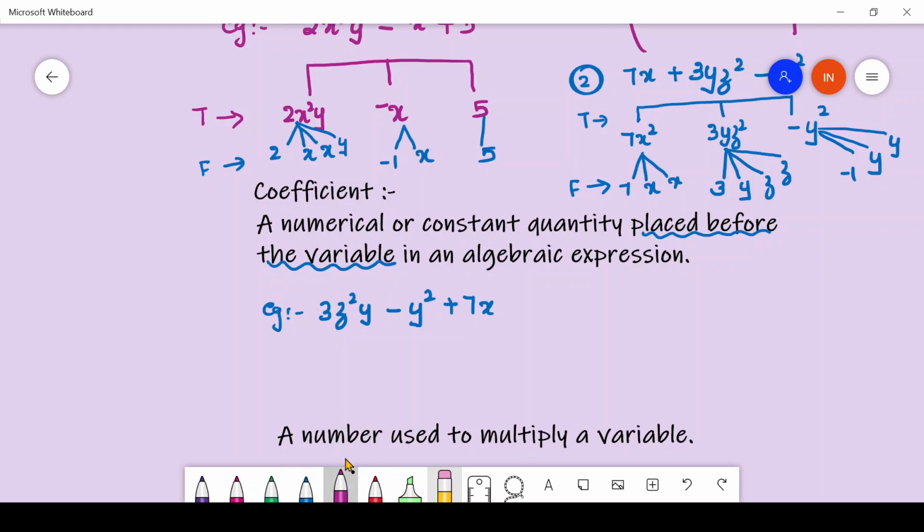So let us see what is the variable over here. Z square y is the variable for the first term, y square is the variable for the second one, and x is the variable for the third term.